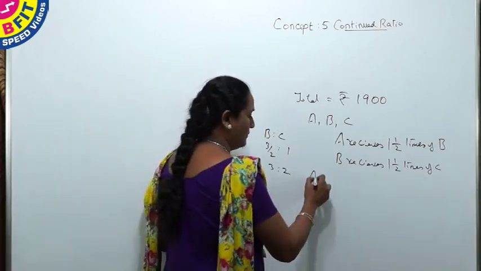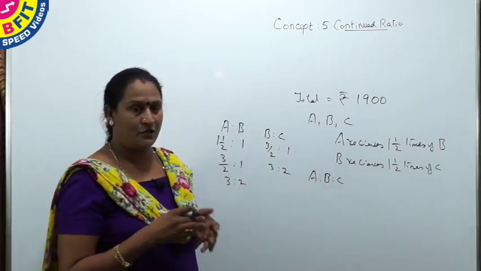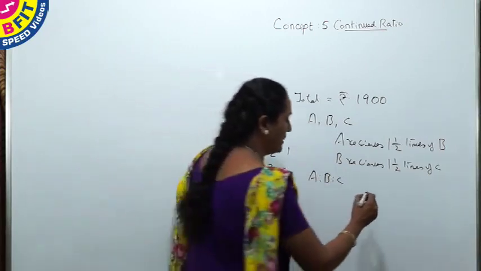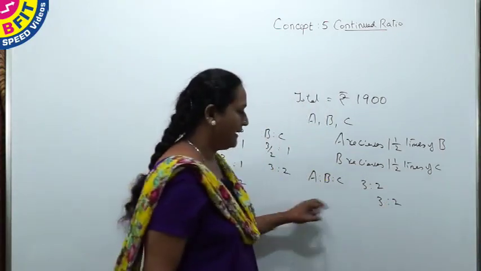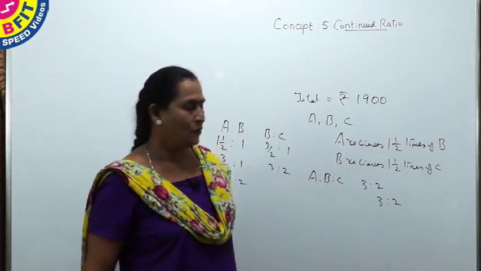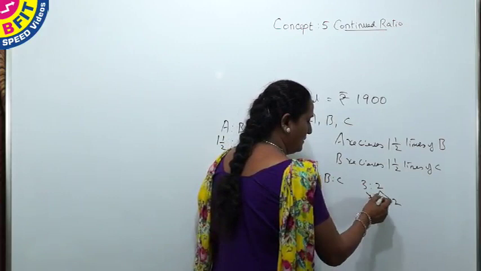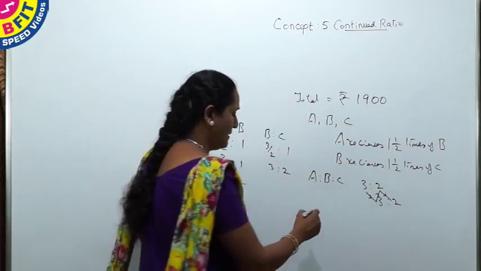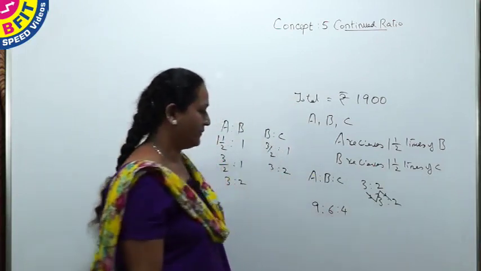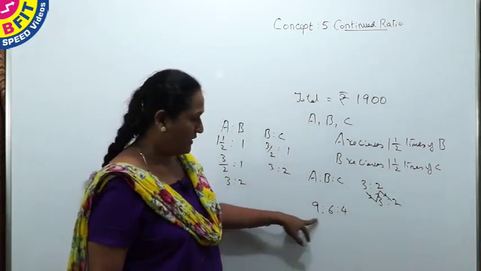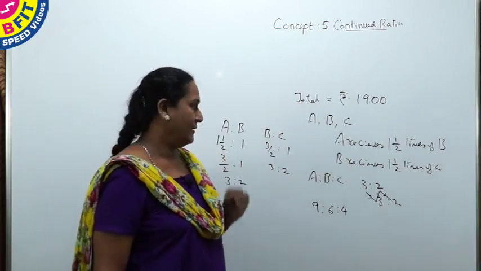So by combining both, we get A is to B is to C. Using this continued ratio concept, we can combine these two ratios into a single one, by writing the B parts overlapping one below the other. Now using the same lightning symbol, you can multiply, and the ratio we get is 9:6:4. Seeing this ratio, when we add all, it is 19 parts, and we divide the total amount by 19.